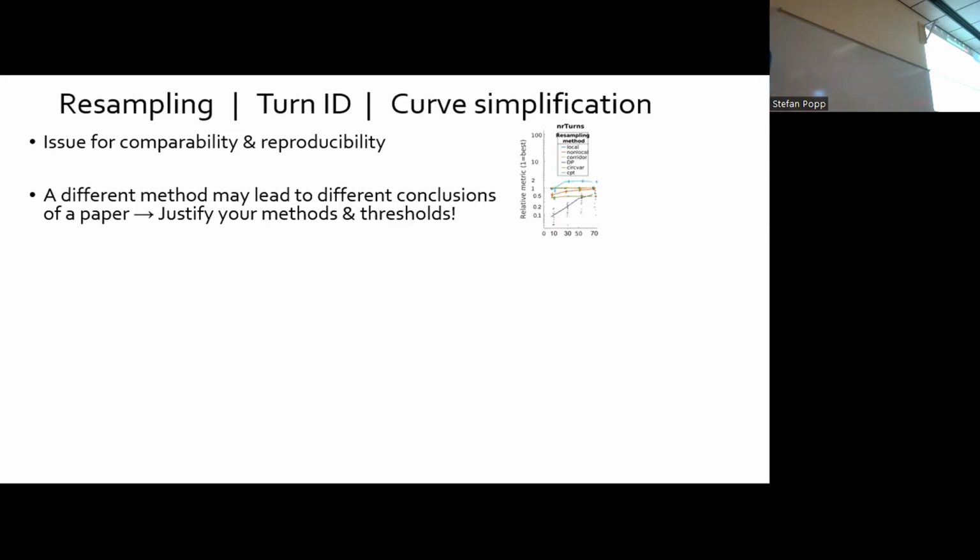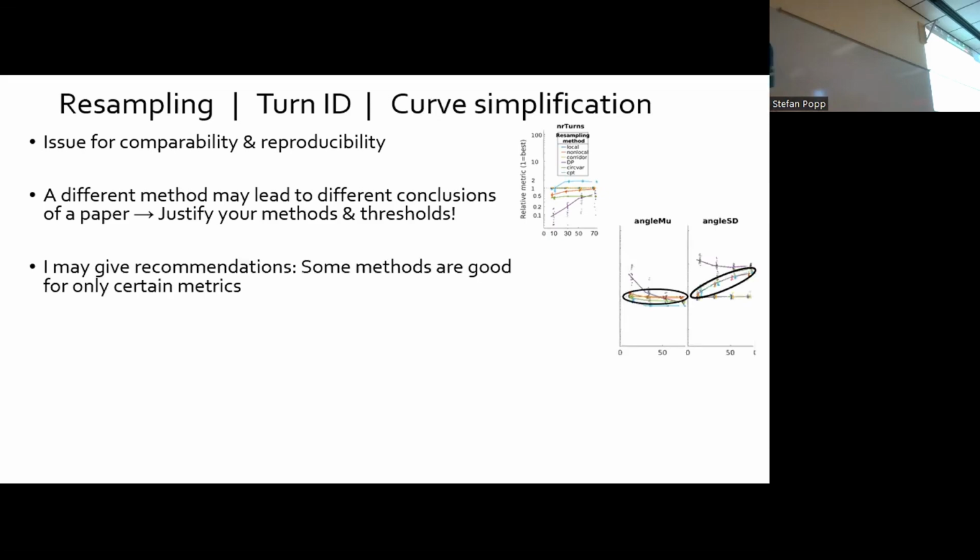So you always have to justify your methods and thresholds, and that also goes for, of course, the methods that you're using in other fields of biology. Once this paper is all fleshed out, I will hopefully give recommendations because some methods are better for certain scenarios or metrics that you're interested in.